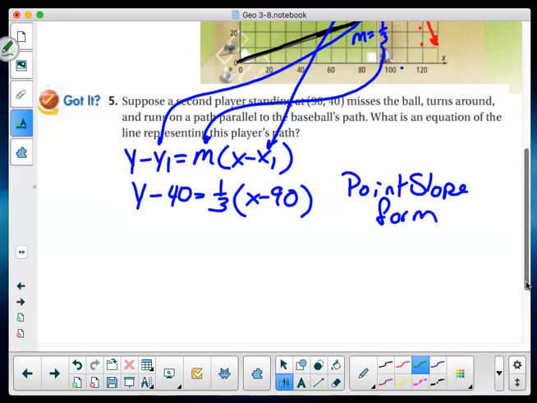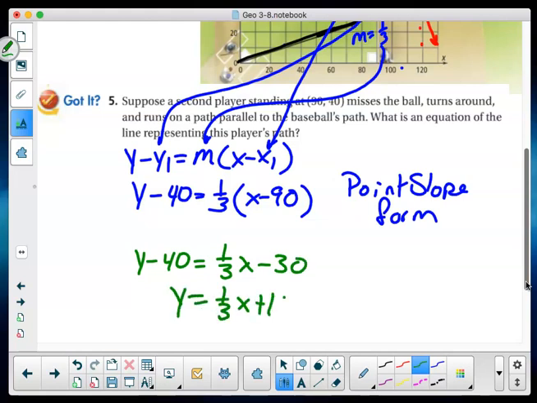Now slope-intercept form, solve for y. So solving for y minus 40, distribute to 1/3, 1/3 x. 1/3 of 90 is 30, or if I do 90 divided by 3, that's just going to be 30. And now I'm going to add 40 to that, so y equals 1/3 x plus 10. And this is slope-intercept form.